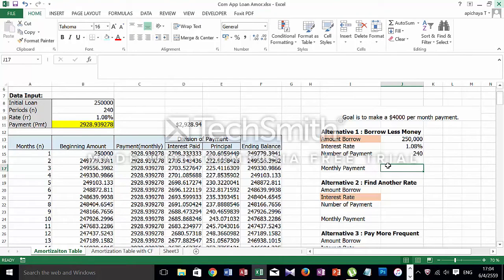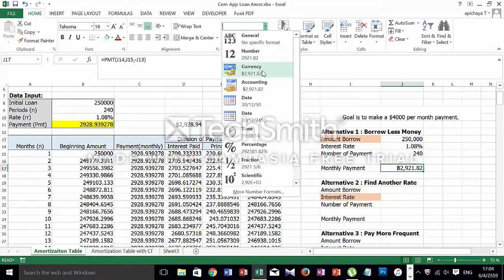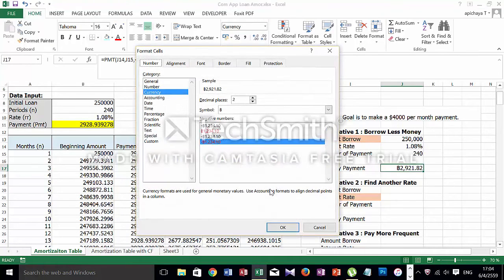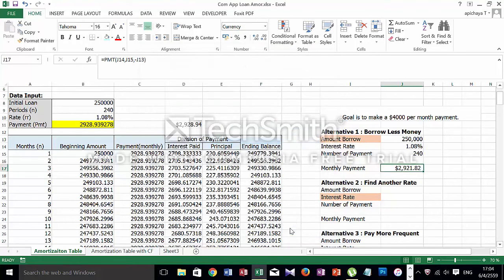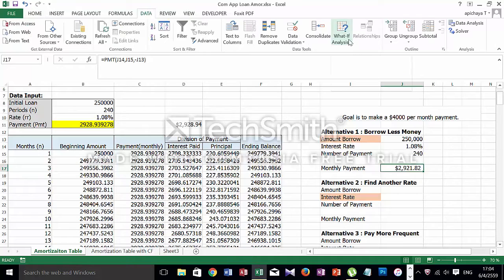I will use the payment formula, equal PMT, rate, nper, and minus amount borrowed. Here I'm going to change the currency to dollars. So next thing I'm going to do is using the Goal Seek to find the maximum amount that I could borrow.